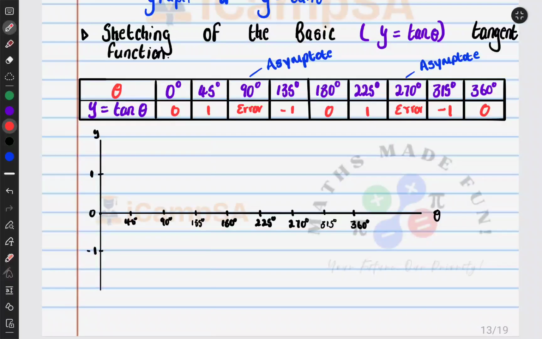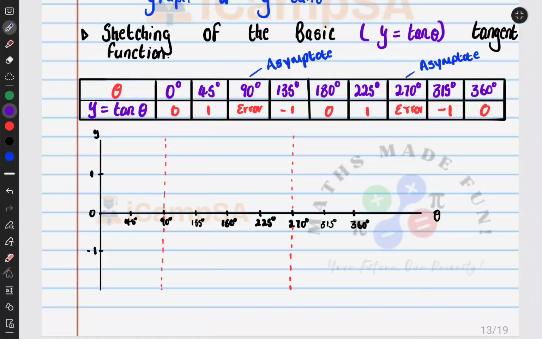First thing first, I start by putting lines to where we have the asymptote. That is our asymptote at 90 degrees, and then at what? At 270 degrees. That is our second asymptote there.